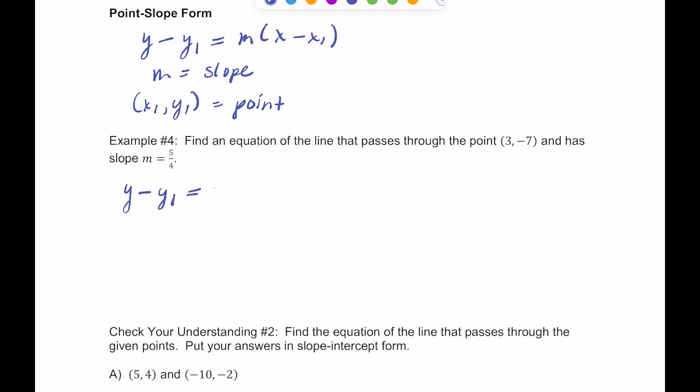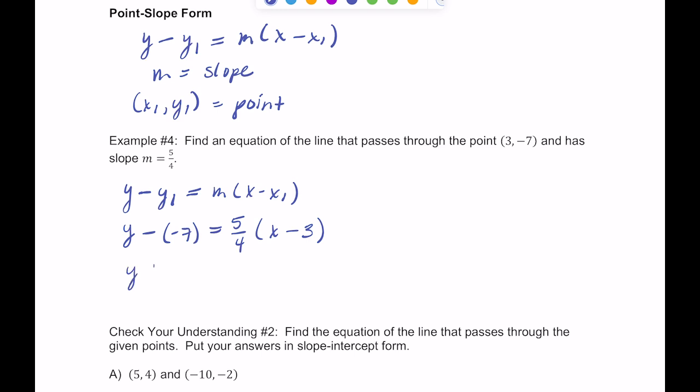Now, you can also use the slope-intercept formula and work backwards and find b. And if you're comfortable doing it that way, you can. That is completely fine. But I find the point-slope formula to be pretty useful. So I'm going to plug in now my points. I've got y minus my y1, and here my y1 is -7. And my slope is 5/4, so I know that's m. And then it's times x minus x1, and x1 is 3.